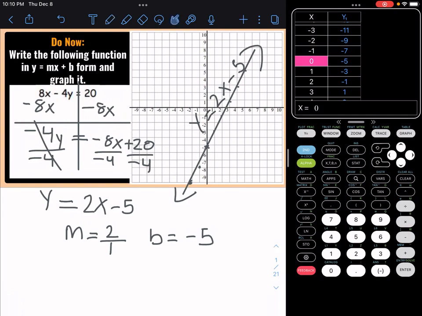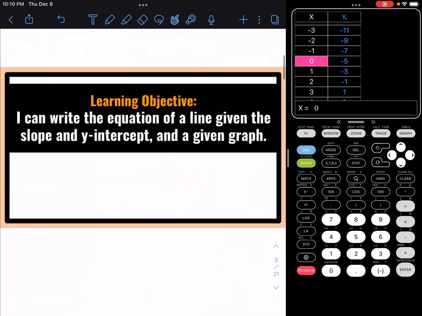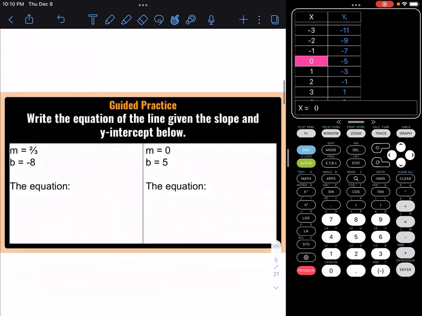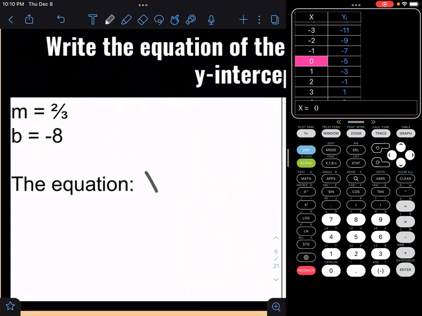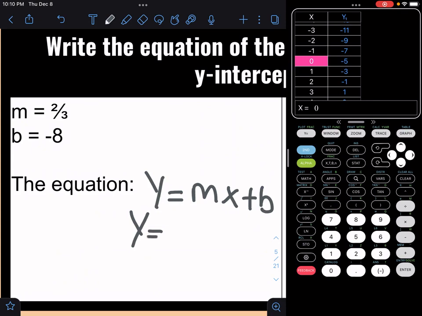But regardless of which method you choose for the graphing, you're always going to have to rewrite the equation in terms of y equals mx plus b. Alright, so today we are going to learn how to write an equation of a line when we are given a slope and a y-intercept, or we might be given a graph. So remember, our base equation is y equals mx plus b. Here I am told that my slope is 2 over 3, so I'm going to replace m with 2 over 3, and then I'm going to replace b with negative 8.